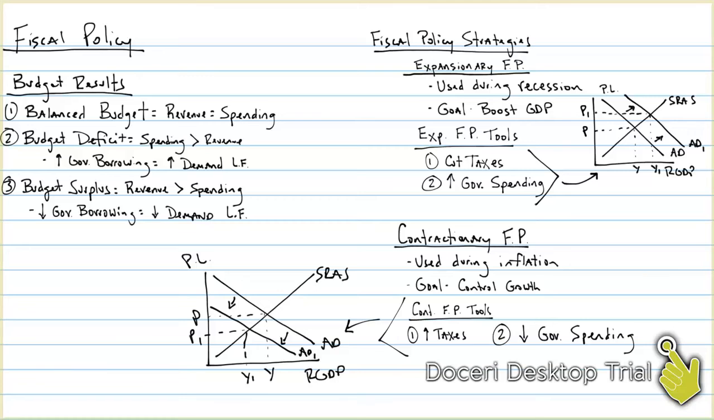Those two tools are then going to slow down spending in the economy and cause the aggregate demand to shift left. And therefore, we get our controlled growth. We don't have the economy growing too fast. We're hoping then to slow down any sort of inflationary problem that we have in the economy. So these fiscal policy strategies are going to be very, very important for us to know. And it's going to be important for us to know the tools that our government can use to either help boost an economy that's struggling or slow down an economy that is growing too fast.